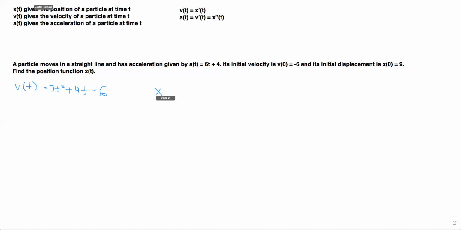So x of t, I'm assuming, is going to be... Almost there. One more thing we have to add on. Plus c. Yep. And then we have yet another IVP to solve for c.